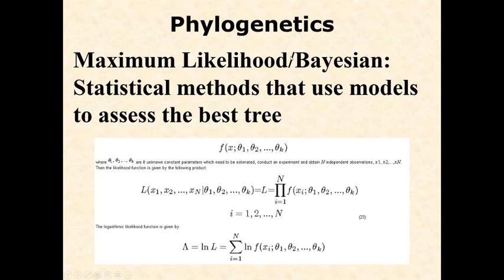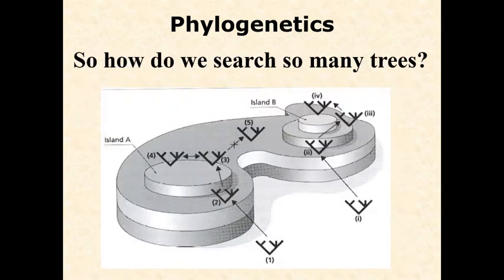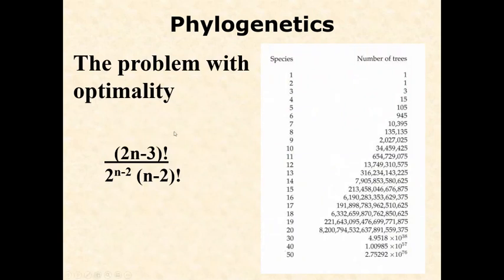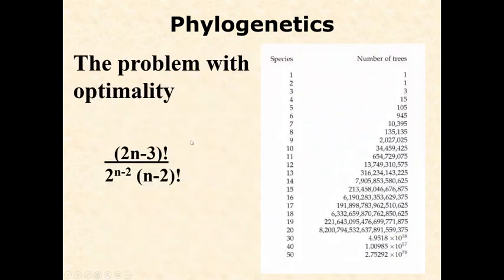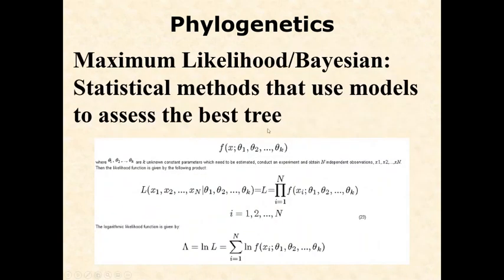Now, the problem with that, many people begin to say, oh, this is a better way to do it. But the problem with it is it takes 10, 20, 30 times as long to analyze a single tree using this statistical method as it does in a simple parsimony analysis. So we've kind of compounded our problem of optimality and finding the best tree overall once we begin to use statistical methods like maximum likelihood.